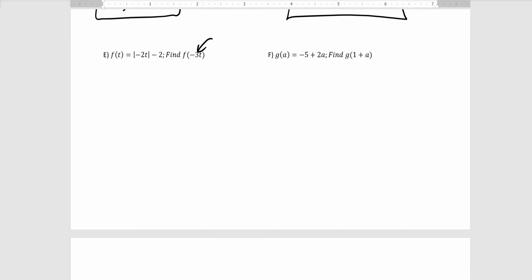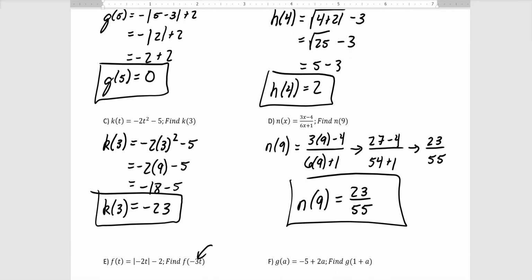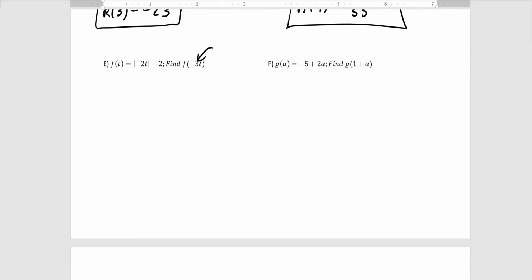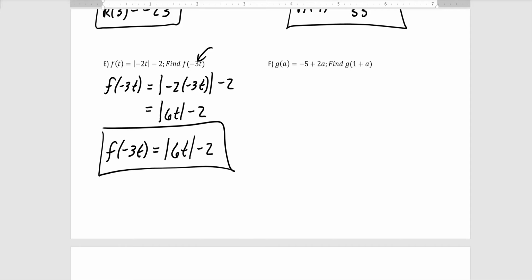Let's look at letter E here. Okay, so notice now we're going to be plugging in an expression. So for all of A, B, C, and D, we were plugging in numbers, so our outputs were numbers. This time, plugging in an expression, so our output will be an expression. So we'll say f of negative 3t equals the absolute value of negative 2 times negative 3t, and then minus 2. So negative 2 times negative 3t would become the absolute value of 6t, minus 2. And that is actually all I can do, isn't it? So f of negative 3t equals the absolute value of 6t, and then minus 2. Awesome. Let's look at letter G here.